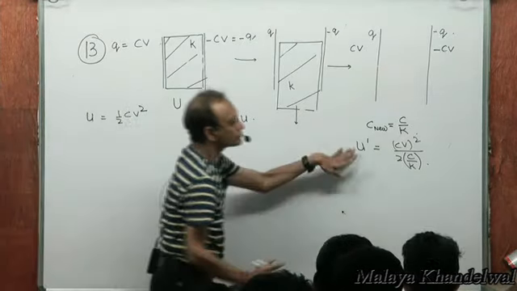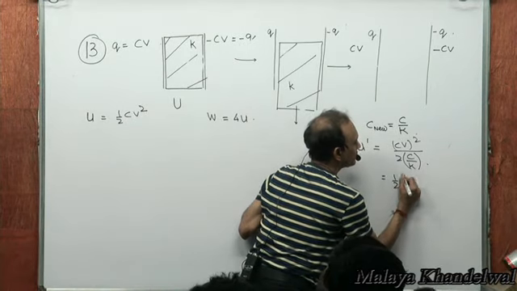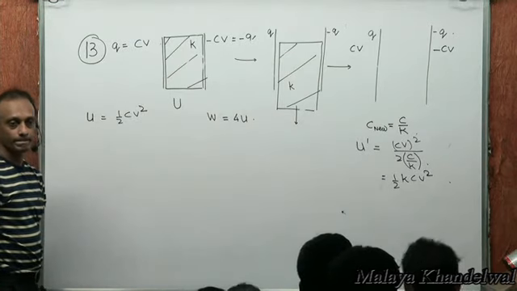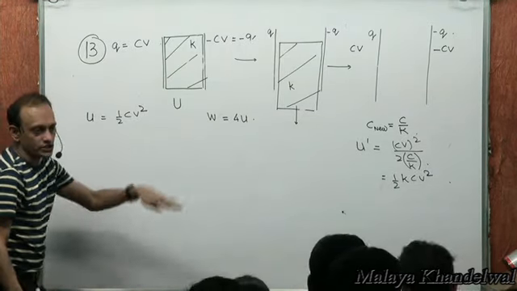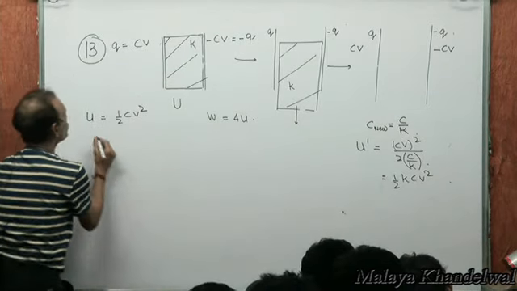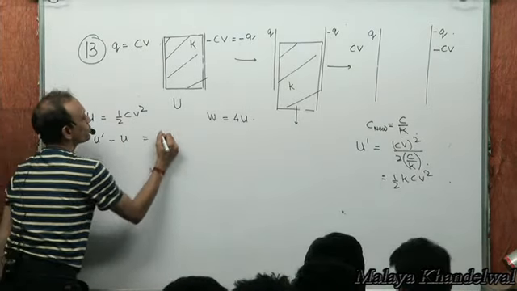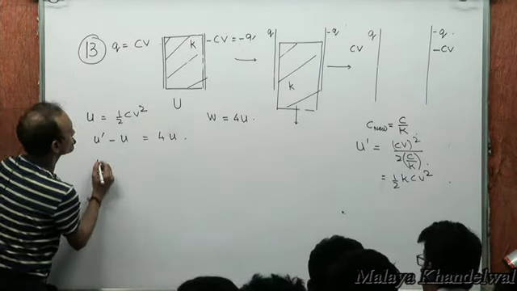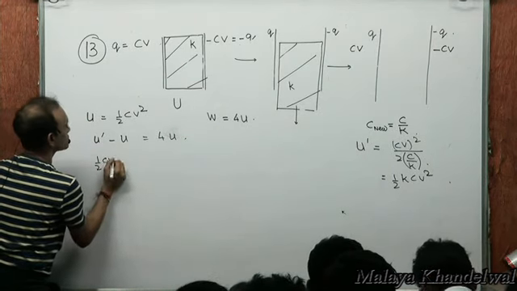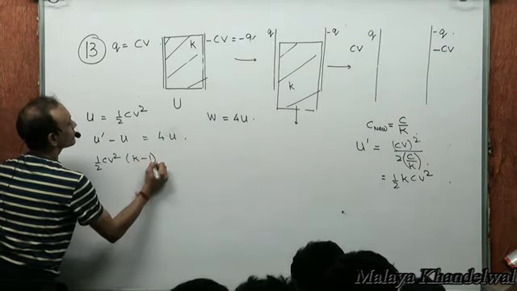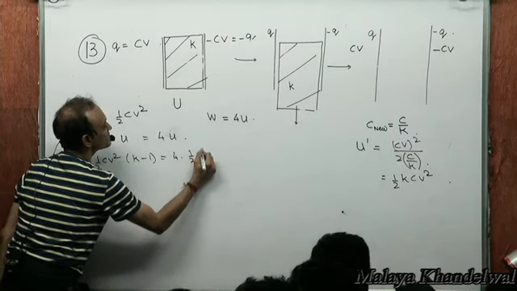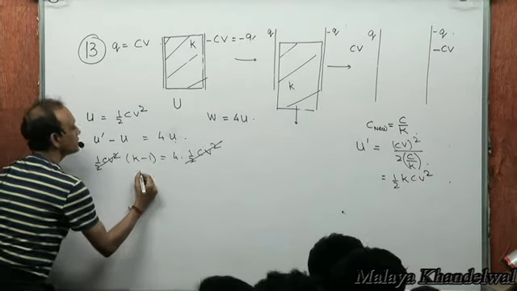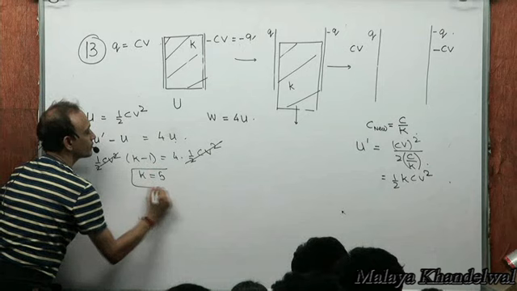And so which is like half of K C V squared, as you can see. And the difference in energy must be the work done. So U prime minus U must be 4U. That's given. What is U prime minus U? So that's half of C V squared into K minus 1. That's equal to 4 into U, which is half C V squared. U is half C V squared. So half C V squared will get cancelled. K then is 5. K is 5.